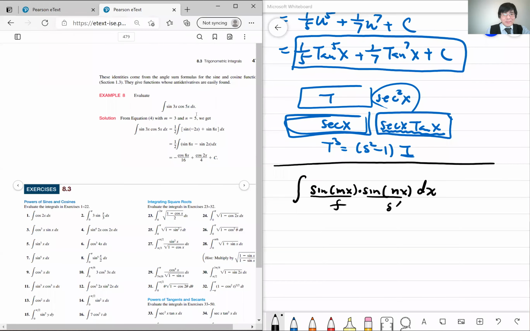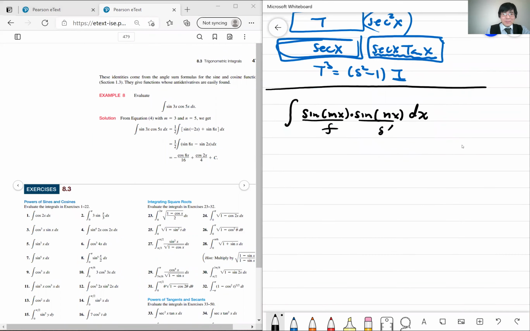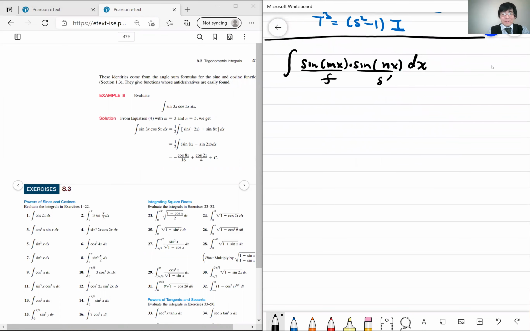Page 1. Okay, so there's just one example here. So I'm going to just show you how I will do this one. Example 8: the integral of sine 3x times cosine 5x dx.